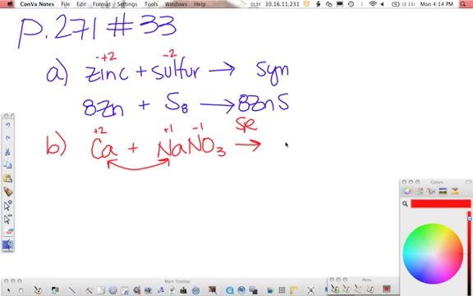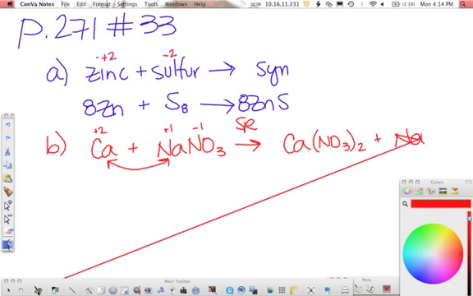And when calcium takes the place of sodium, we now have calcium with a +2, nitrate with a -1 means that we need 2 nitrates to balance that out, and then plus the sodium all by its lonesome. And so to balance this equation out, we have 1 calcium, 1 sodium, 1 sodium, 1 nitrate, 2 nitrate, which means we need to put a 2 here. Since we put a 2 there, that means we also have to put a 2 here.